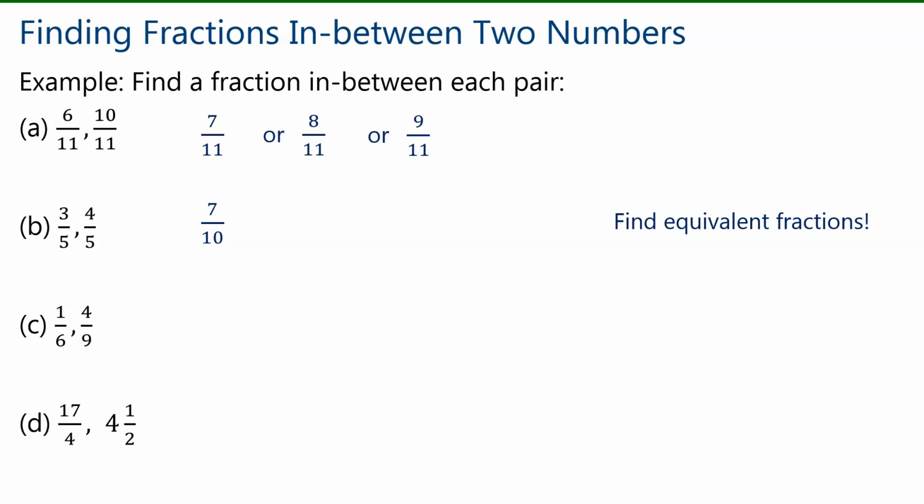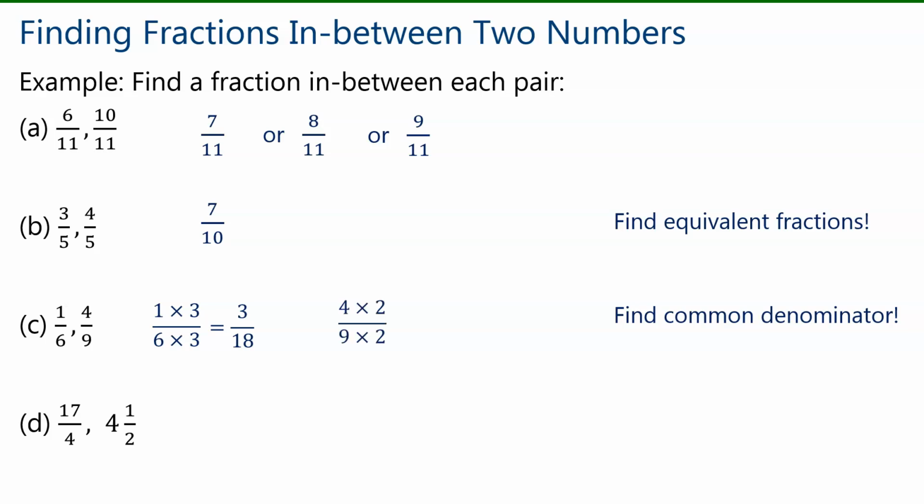Now for C, I notice that we don't have a common denominator like we had in A and B. So that's the first thing we're going to do. Find a common denominator. So when I look at 6 and 9, I'm going to try to find a number that 6 and 9 can evenly divide into. In this case, it would be 18. So I need to multiply 1 over 6 by 3 over 3 to get 3 over 18. Now 4 over 9 needs to be multiplied by 2 to give me 8 over 18.